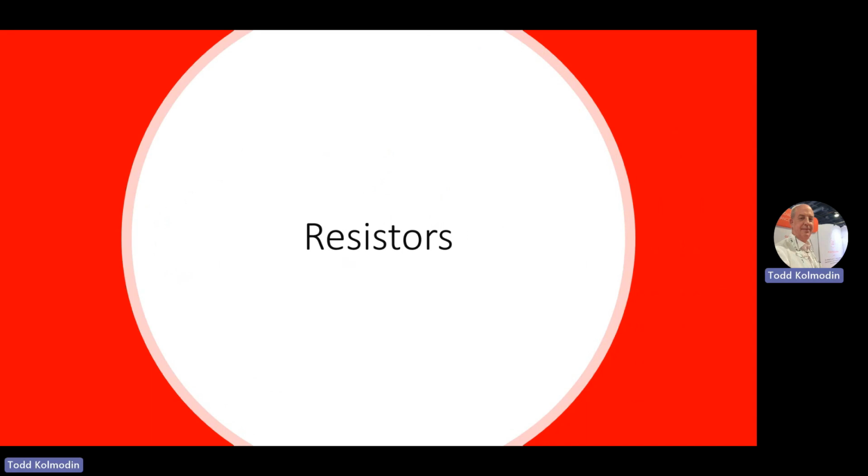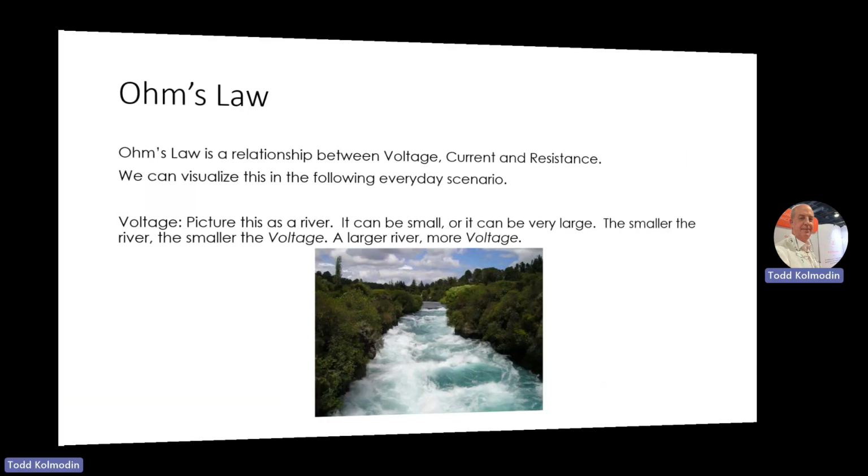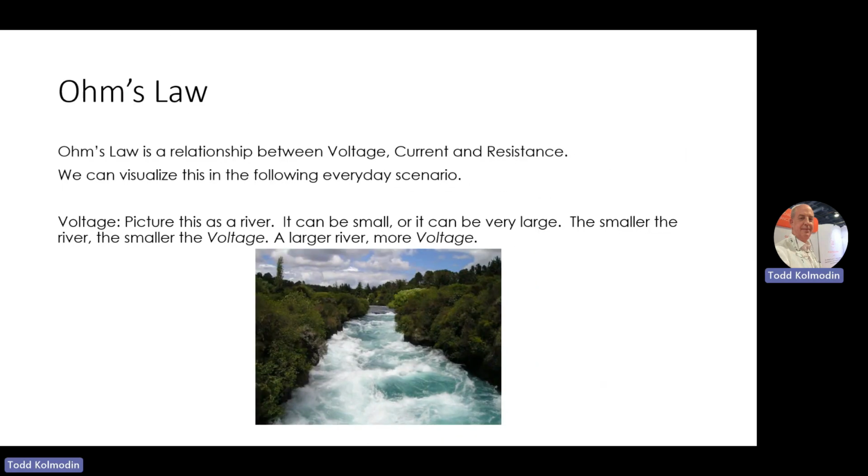So the first thing we want to talk about is resistors. And when we talk about that, I wanted to give us a little rundown on the Ohm's law theory again. We've talked about that in the past, and Ohm's law is basically the relationship between voltage, current, and resistance. And using a scenario of everyday life, voltage, we can picture this as a river.